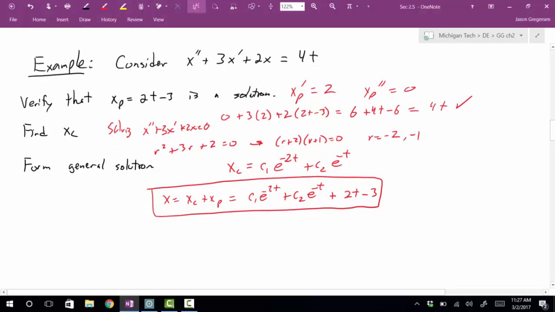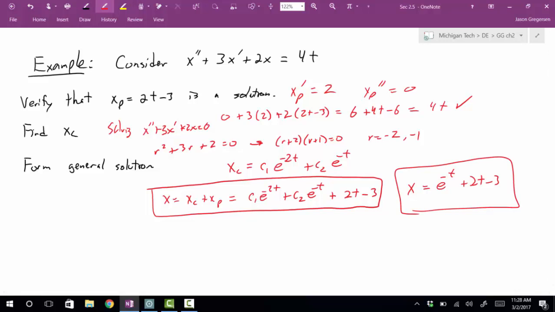And once again, we showed why that worked symbolically. We're using the property of linearity. But just real quick, let me demonstrate that right here. If I choose c1 to be 0 and I choose c2 to be 1, I would get a solution that looks like e to the -t plus 2t minus 3. Is this a solution to the non-homogeneous differential equation? It is, right? I have my general solution, that's a solution for any values of c1 and c2. I've chosen specific values of c1 and c2. This should be a solution.